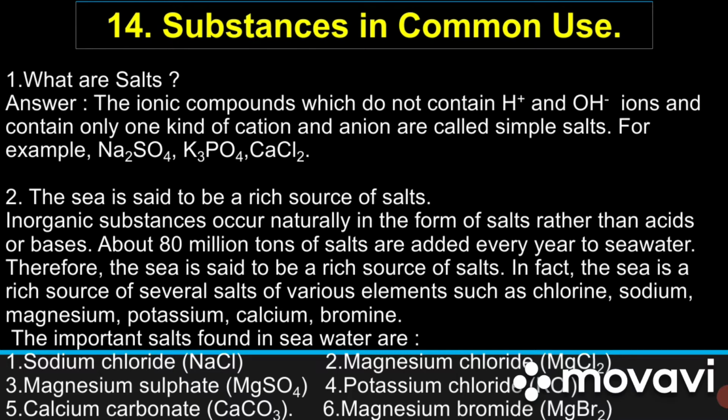In fact, the sea is a rich source of several salts of various elements such as chlorine, sodium, magnesium, potassium, calcium, and bromine. The important salts found in seawater are sodium chloride NaCl, magnesium chloride MgCl2, magnesium sulfate MgSO4, potassium chloride KCl, calcium carbonate CaCO3, and magnesium bromide MgBr2.